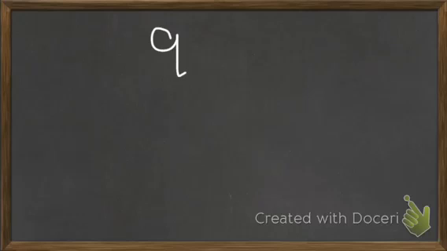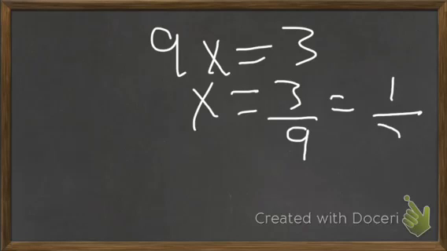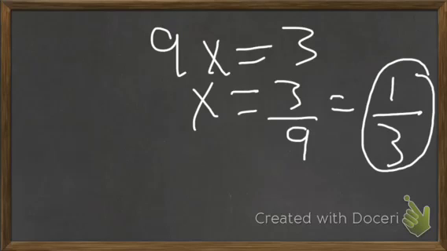So now we just have an equation, 9x equals 3. In order to solve for x, we divide both sides by 9. We will get 3 over 9. Well, let's simplify this. 3 divided by 3 is 1. 9 divided by 3 is 3. So now we just convert this into a fraction.